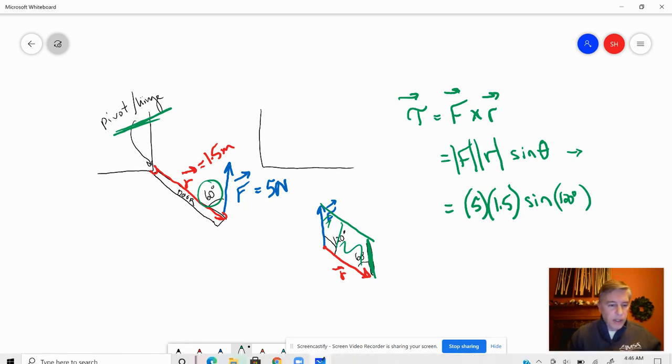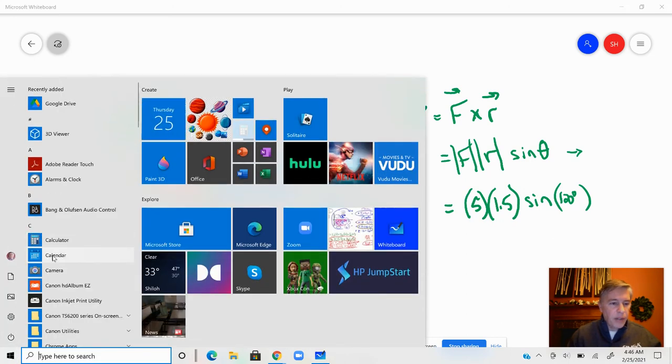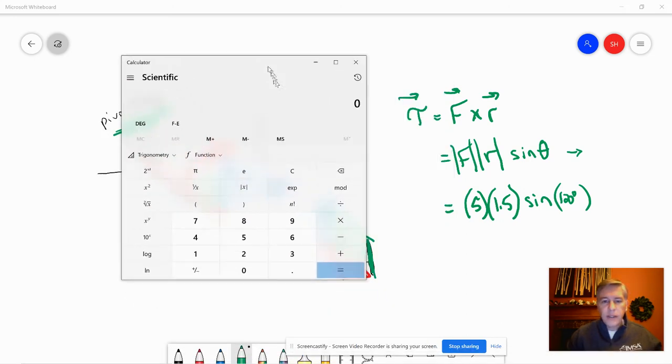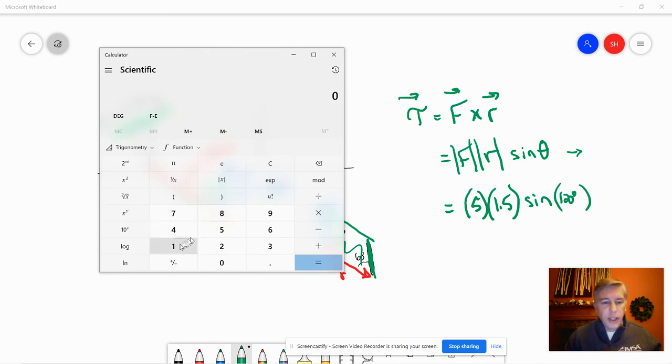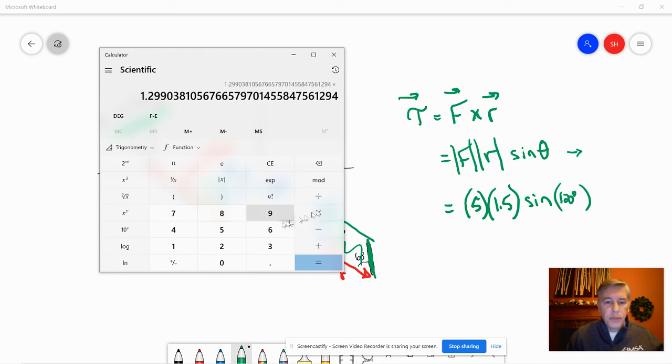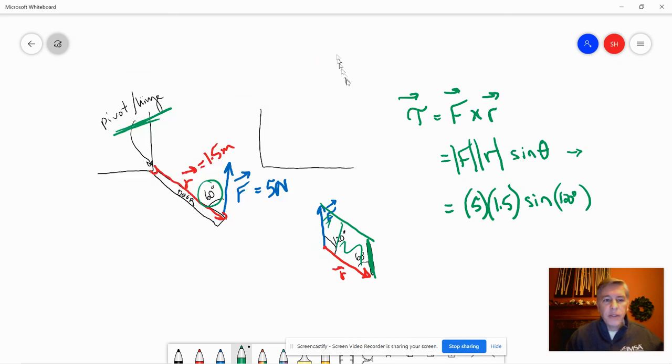So I could chunk that out. Let's see if I can find a calculator down here. There we go. The first thing I'm going to do is take that 120 and take the sine of it. That's 0.866, which is just the square root of 3 over 2. Then I'll multiply that by 1.5, then multiply that by 5, and I get 6.495. So I'm going to say about 6.5. And the unit for torque is just a newton times a meter.